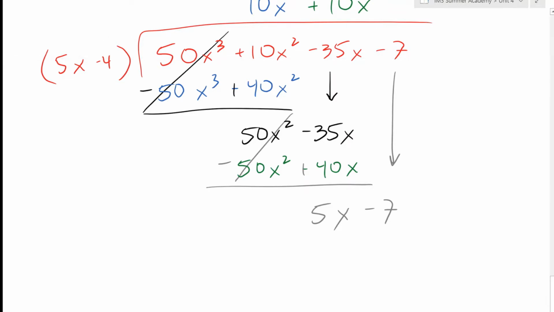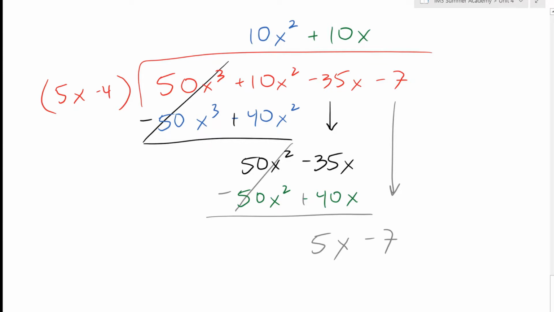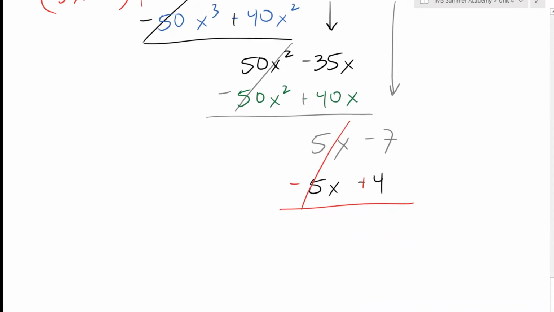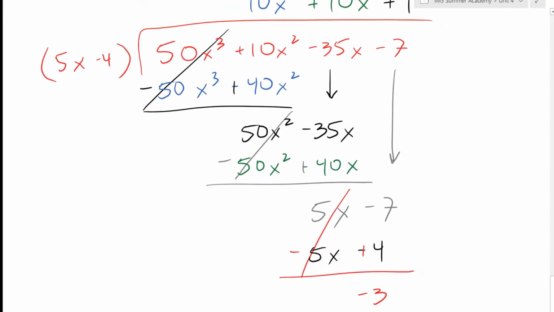I have 5x. I need to get 5x. I still need to multiply by something, and that something is a 1. 1 times that negative 4 is a negative 4. And now I flip all the signs. Negative, positive. Those cancel. Negative 7 and positive 4 make a negative 3. And I have everything I need to write my answer. I'll write it over here. So 10x² plus 10x plus 1 minus the 3 over 5x minus 4.